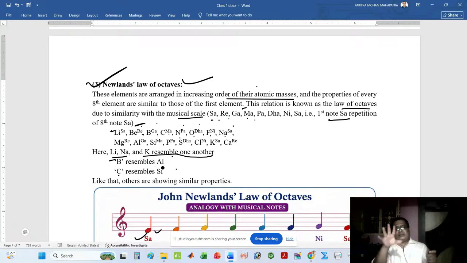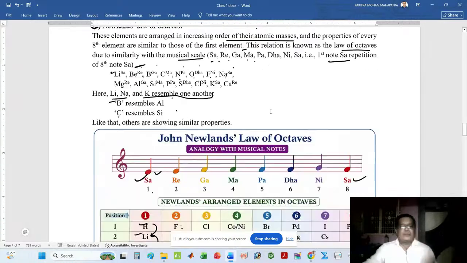Actually, these tables do not clearly explain all the things. When new elements go on being discovered, the validity of the periodic table also goes on decreasing. Because these tables are prepared as per the number of elements already discovered.